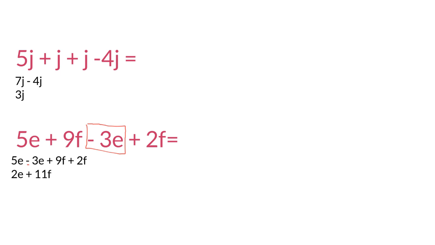Now you might be wondering what's the next step. There is no further step. I can't put 2e and 11f together any way other than I already have, which is by using that addition symbol. We can't solve this any further until we know what e and f are. So until we have a value for them, that's the end of this equation. It's simplified as far as it can go.